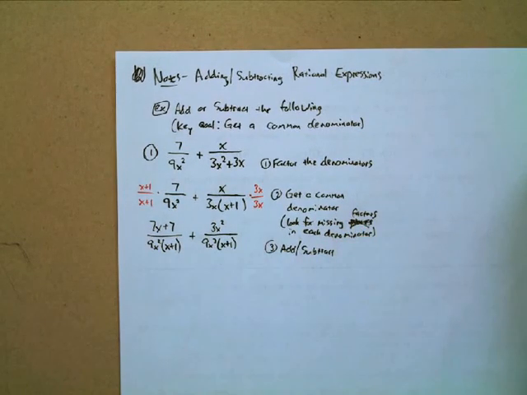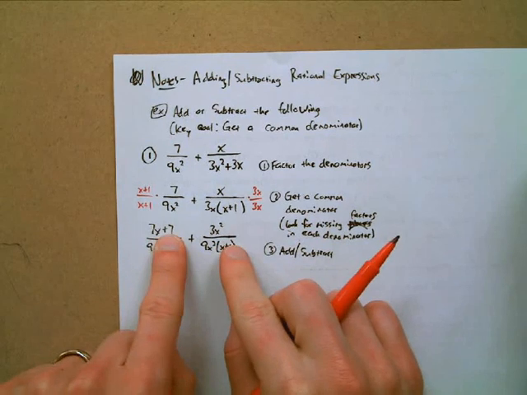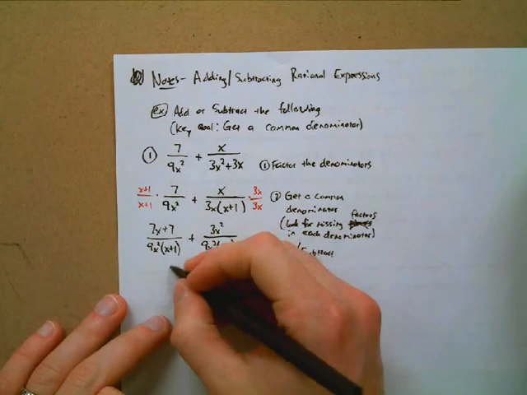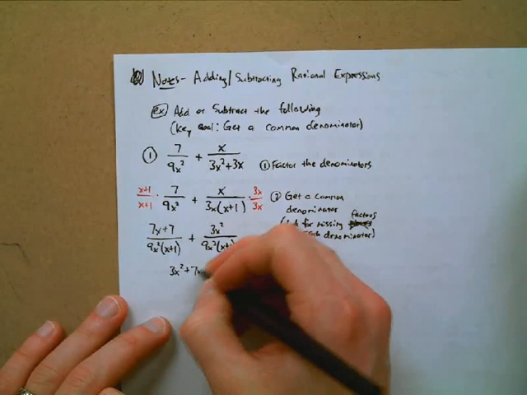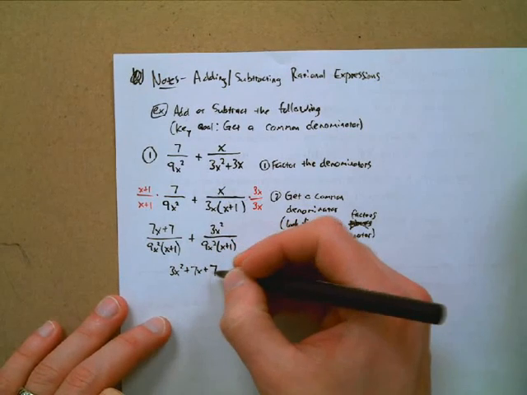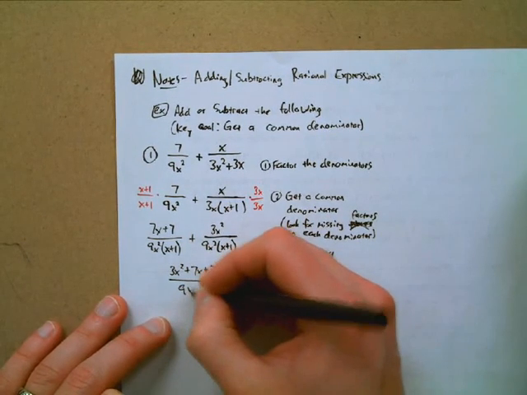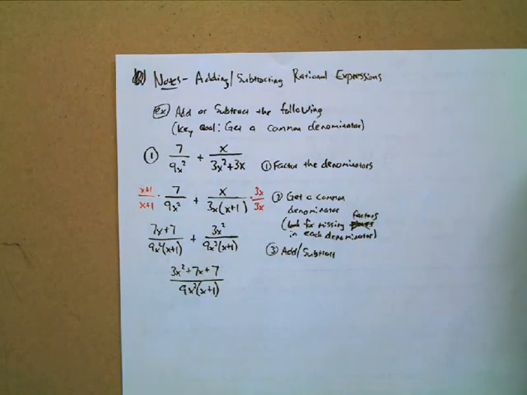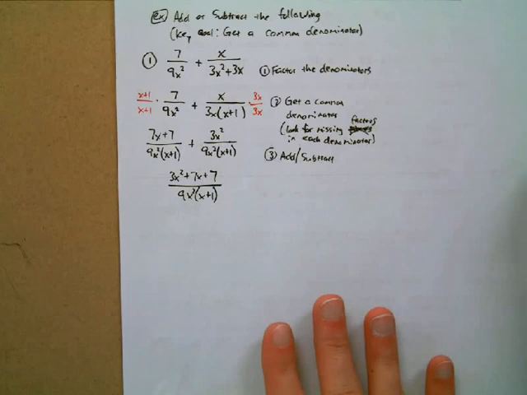Okay, so 7x plus 7 plus 3x squared. Well, we're just going to put them together because there's no like terms to combine here. So we'll just have 3x squared plus 7x plus 7. I'm going to put it in descending order, over the 9x squared times x plus 1. Just like that. And there it is. We're done.